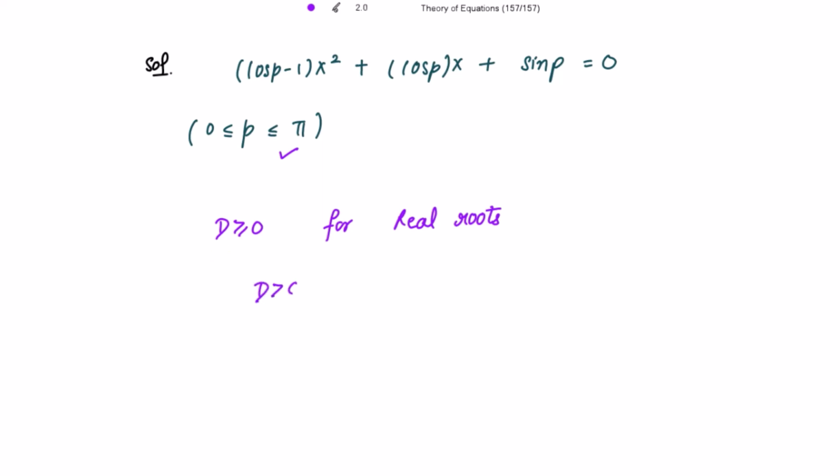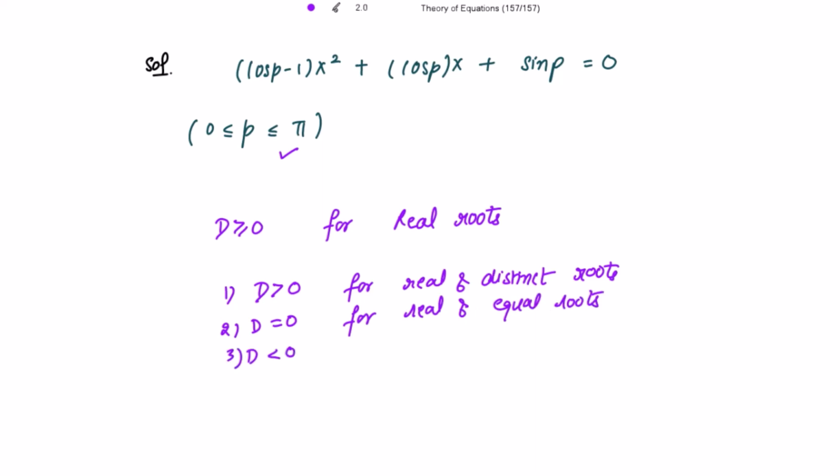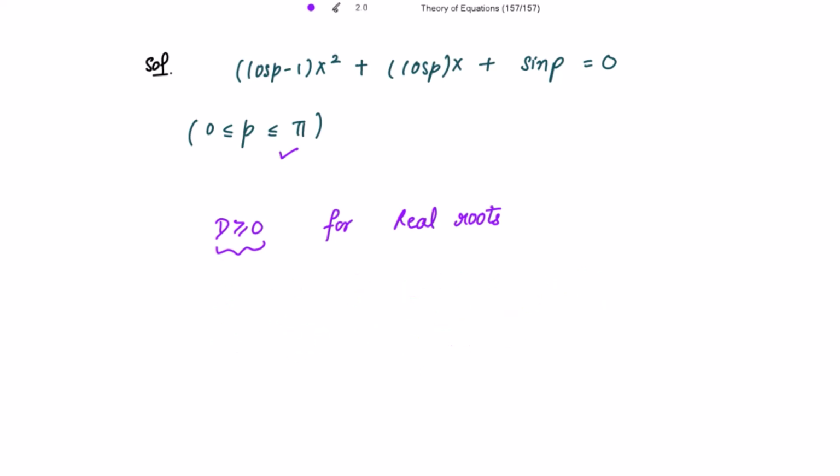For D positive, we have real and distinct roots. For D equal to 0, we have real and equal roots. For D less than 0, we have complex roots. Now from these two, we get the real roots, right? Just to check for the real roots, we write the discriminant to be greater than or equal to 0. Fine? Alright. So let's check whether this quadratic equation has the discriminant greater than or equal to 0 or not.